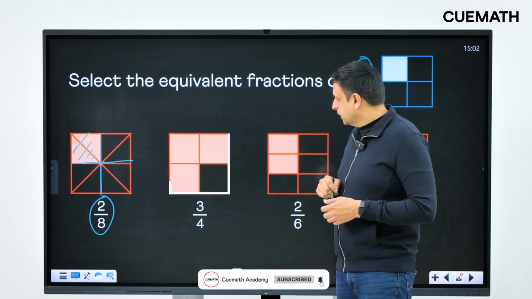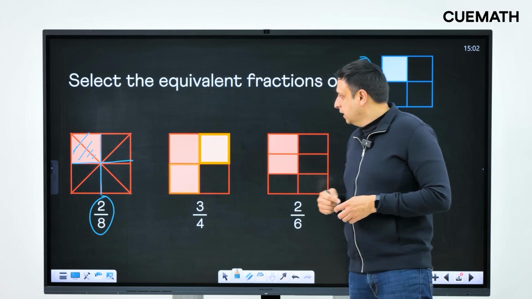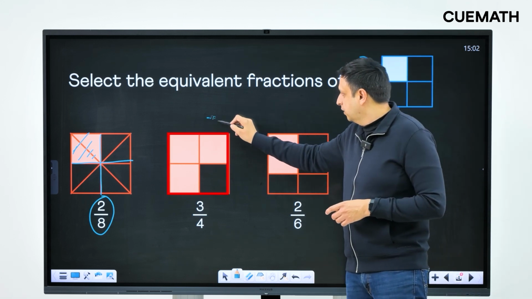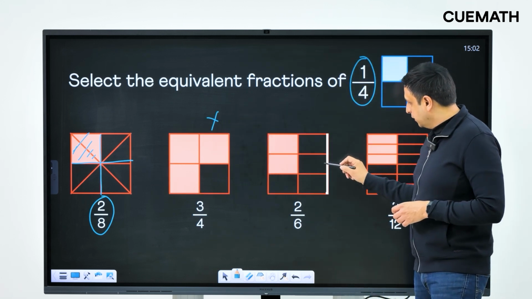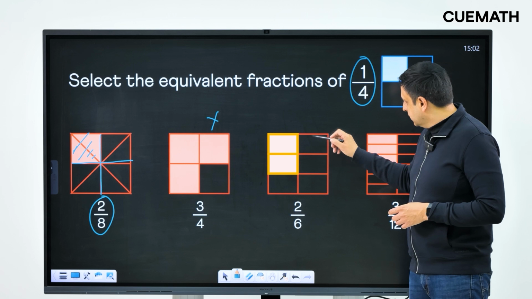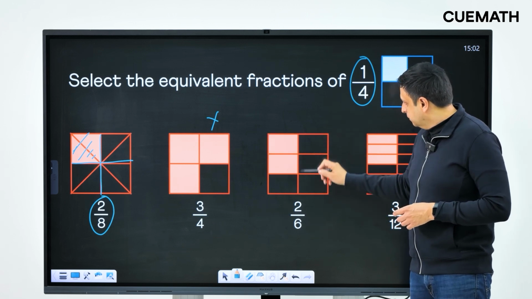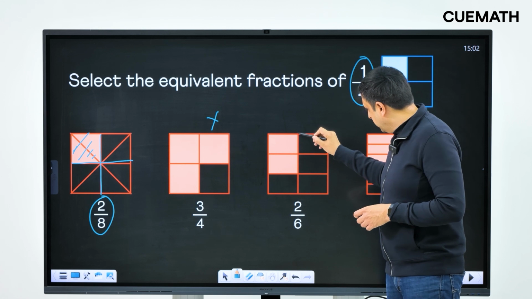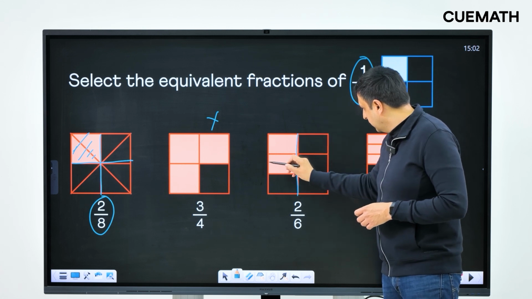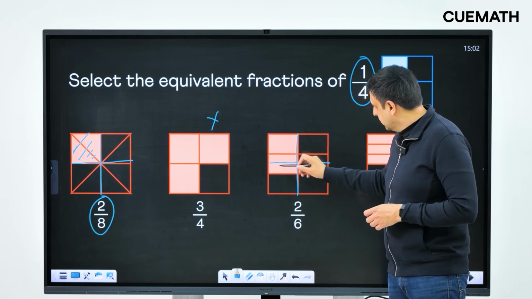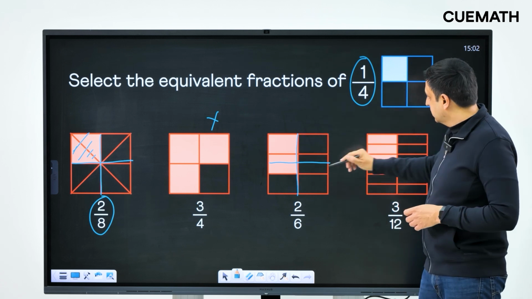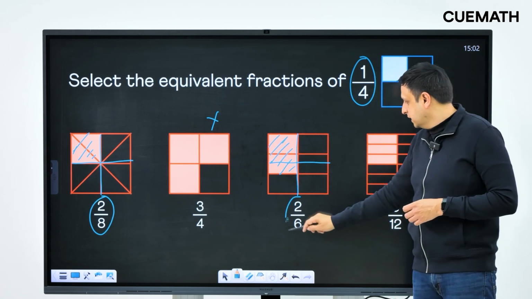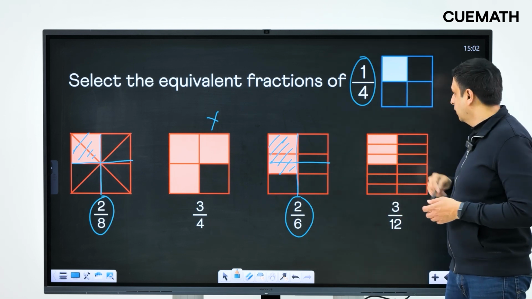What about this one here, 3 over 4? Clearly much more portion of the whole is shaded compared to this one here, so this is not equivalent to 1 over 4. What about this one here, 2 over 6? So as you can see, the shaded portion seems to be bigger than the shaded portion here. In fact, if I highlight this line and draw a line over here to the middle, I can compare this with this, and I can see that the shaded portion here is more than the shaded portion here. So 2 over 6 is not equivalent to 1 over 4.